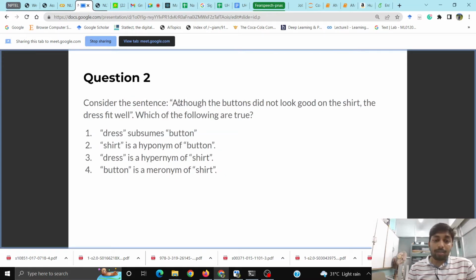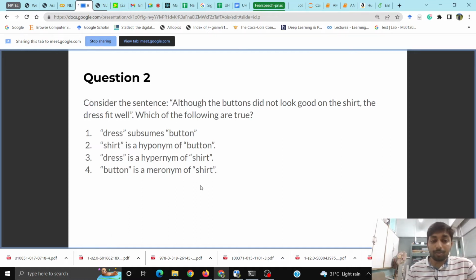Okay. Next, consider the sentence: although the buttons did not look good on the shirt, the dress fit well. Which of the following are true? Dress subsumes button. Shirt is a hyponym of button. Dress is a hypernym of shirt, and button is a meronym of shirt.